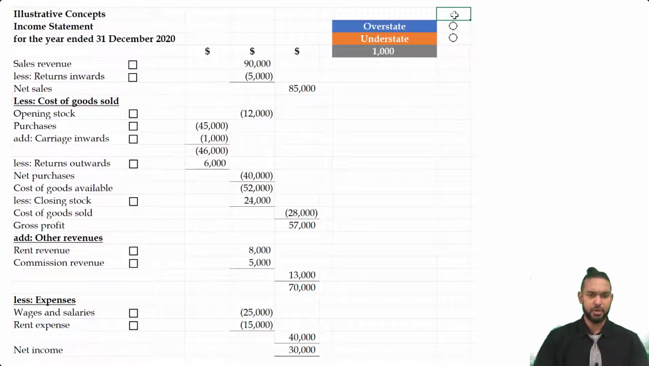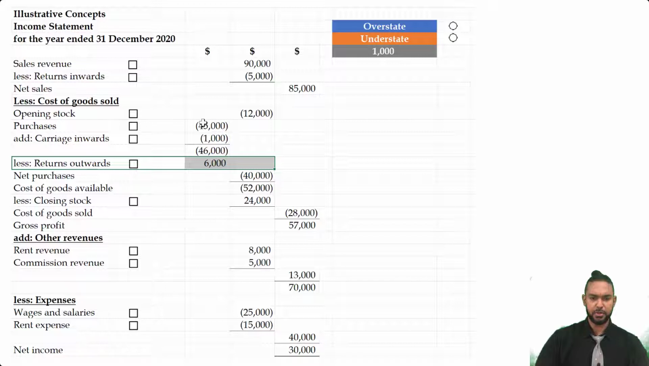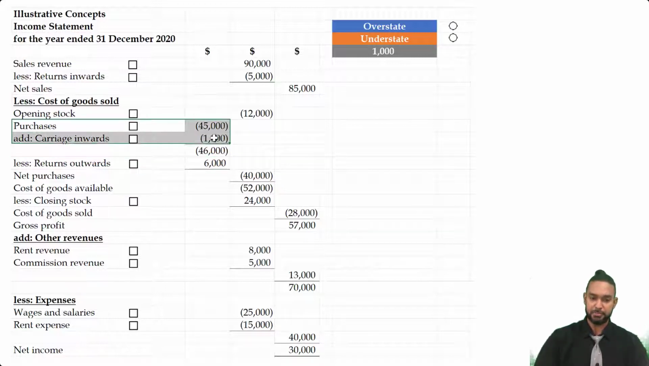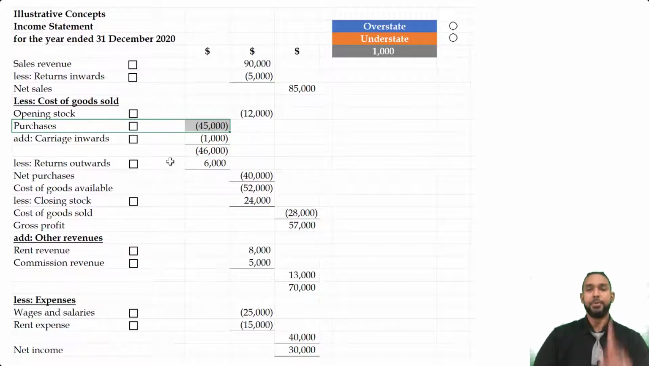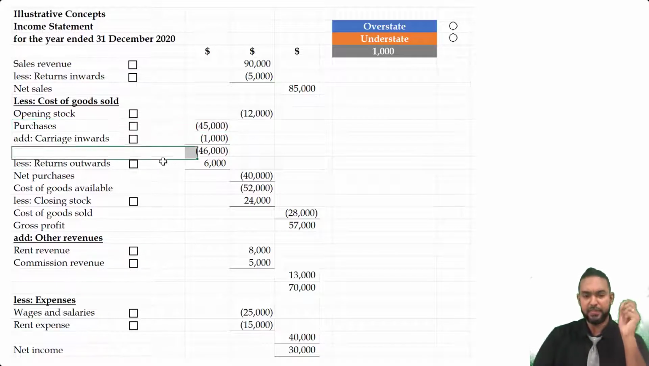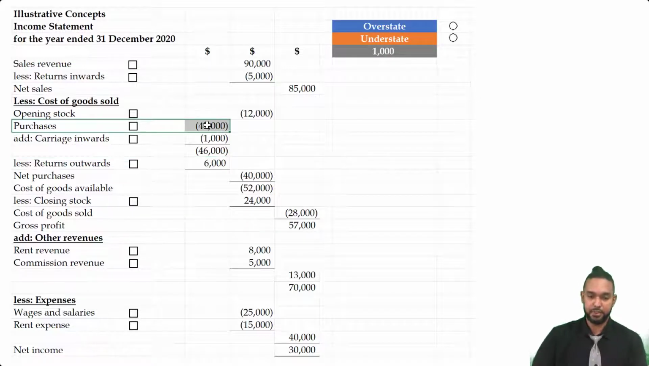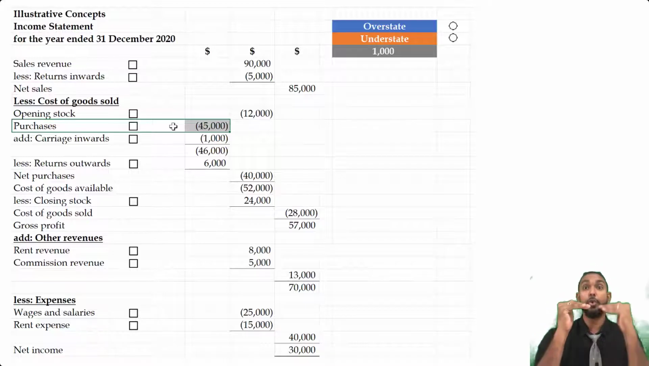Let's take a look at returns out. Now, just so you know, returns out is here. We're subtracting returns out from purchases. Now, yes, it's purchases plus carriage inwards. But if we assume carriage inwards was 0, we're subtracting returns out from purchases. Purchases is an expense. And if you're taking something away from an expense, you're reducing the expense. And if expenses go down, profit goes up.